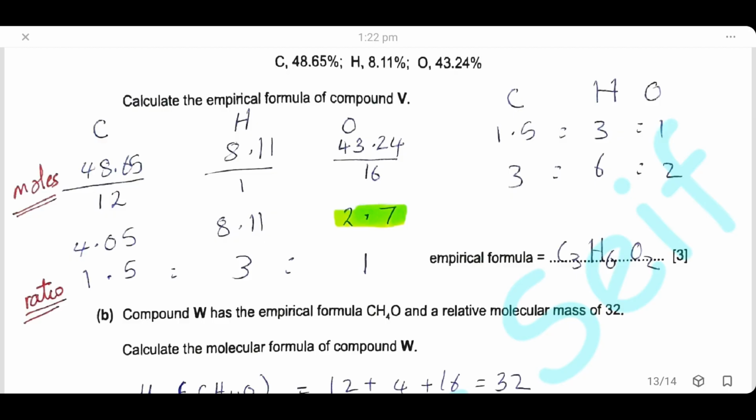The ratio should be in a whole number ratio, so we will convert this 1.5 to 3 by multiplying by 2, and we will multiply the total ratio by 2. It will be 3 to 6 to 2. So the empirical formula is C3H6O2.